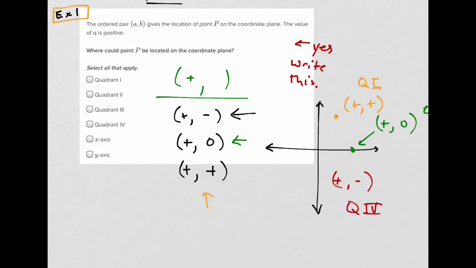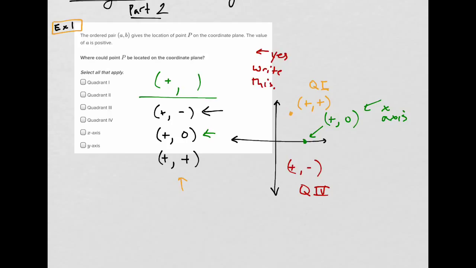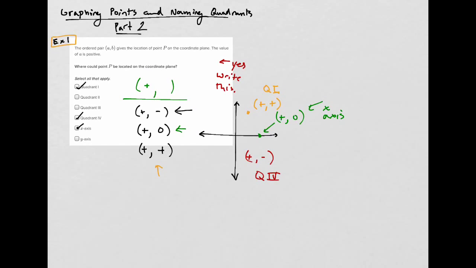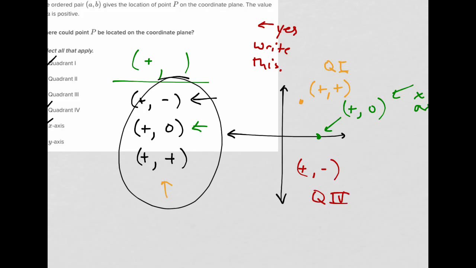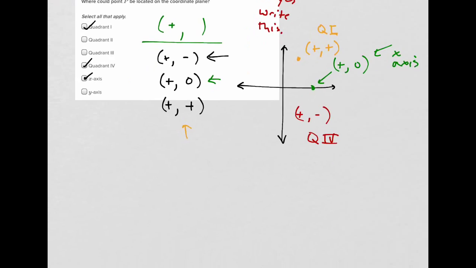Okay, so let's see what it's asking. Where could the point be located? Well, I just did all three of those spots. I could have the x-axis, that would be this, so I'd check that box. I also know that I can be in quadrant 4, so I will check that box as well. And I could be in quadrant 1, that would be that one. So that's how you do this type of problem. You list out all possible outcomes and then sort of semi-plot them based on their positive x-axis, positive y-axis, negative x-axis, negative y-axis. We'll take another look at that in a moment.